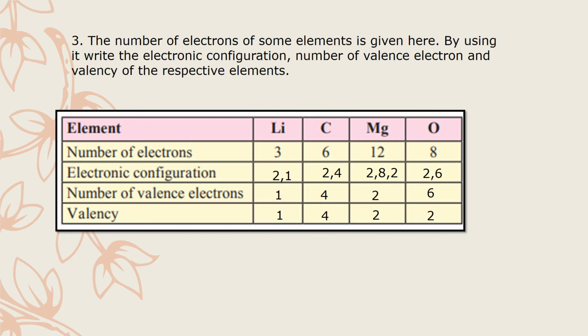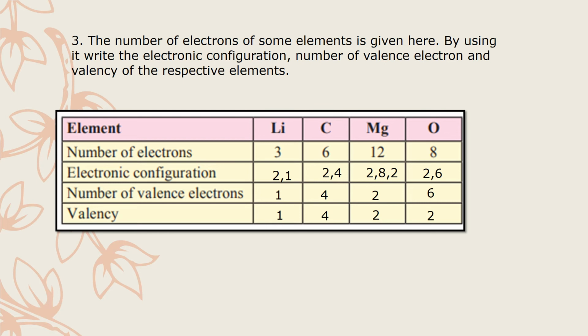Now number of electrons in lithium are 3, so due to that electronic configuration will be 2, 1. So number of valence electrons in lithium is 1 and its valency will be 1 only. Now next is carbon. Carbon has 6 electrons, so its electronic configuration will be 2, 4. So number of valence electrons will be 4 and valency will be 4 for this carbon.